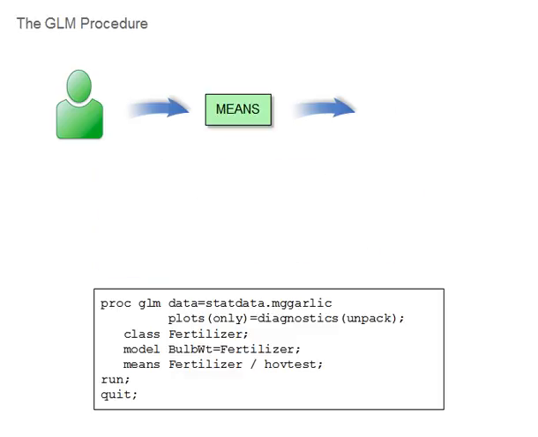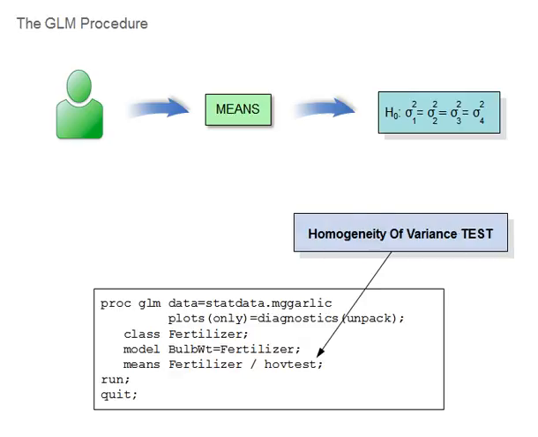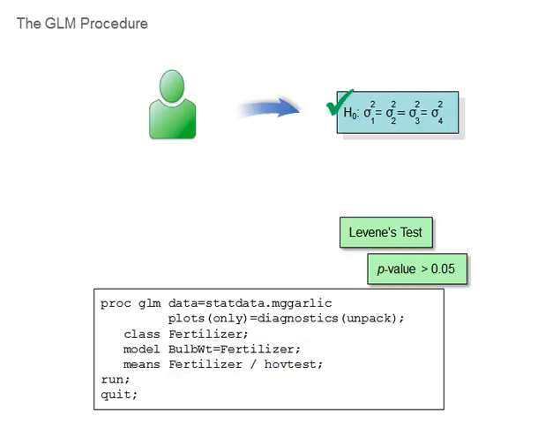You can also use the means statement to test the assumption of equal variances. To do that, you add the HOVTEST option, which is the homogeneity of variance test option. This option performs Levene's test for homogeneity of variances by default. If the resulting p-value of Levene's test is greater than some critical value, typically 0.05, you fail to reject the null hypothesis of equal variances.